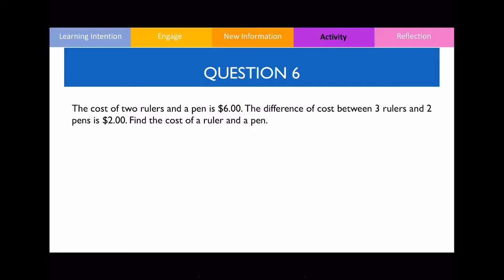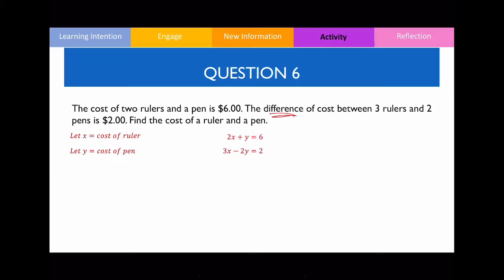Now, question 6 over here, you want to find out the cost of a ruler and pen. So we define the variables. Let x be the cost of a ruler, let y be the cost of a pen. The first sentence says the cost of 2 rulers and a pen is $6. So you'd write 2x plus 1y is equal to 6. And the difference, meaning subtraction, between the cost of 3 rulers and 2 pens is $2. So you say 3x minus 2y is equal to 2.